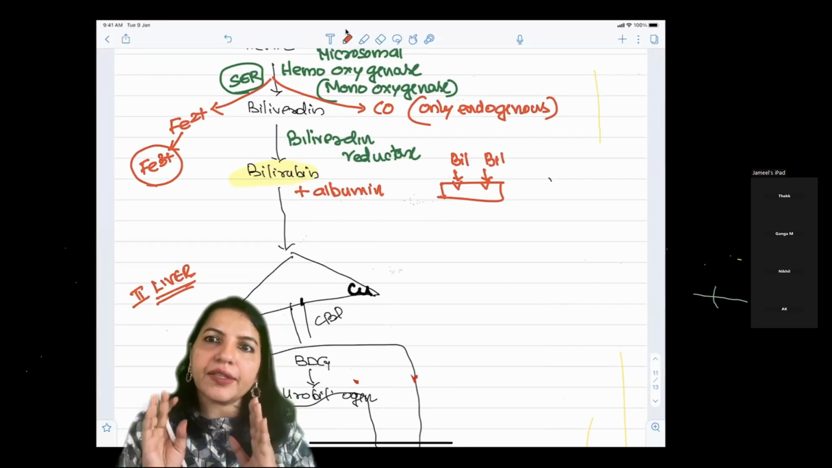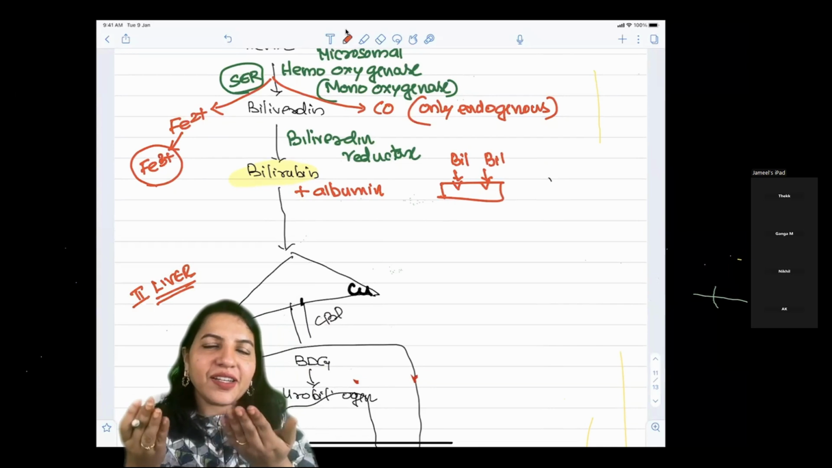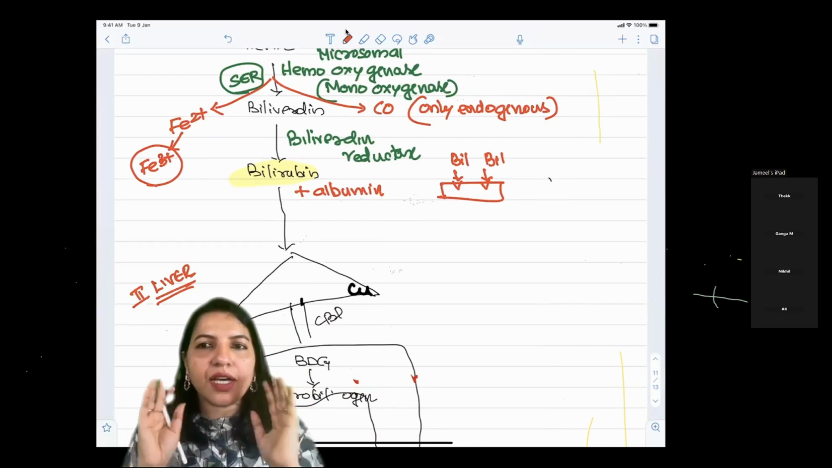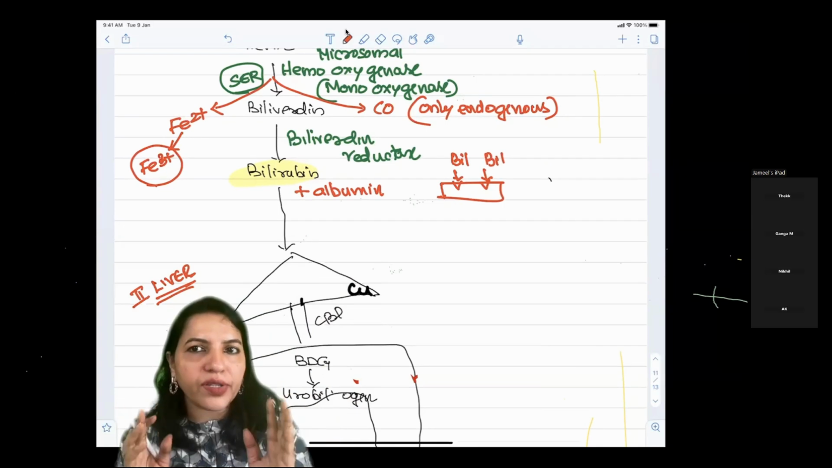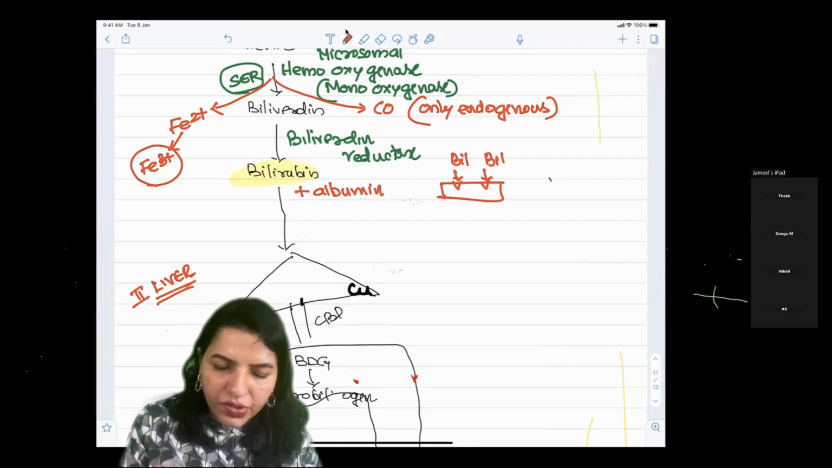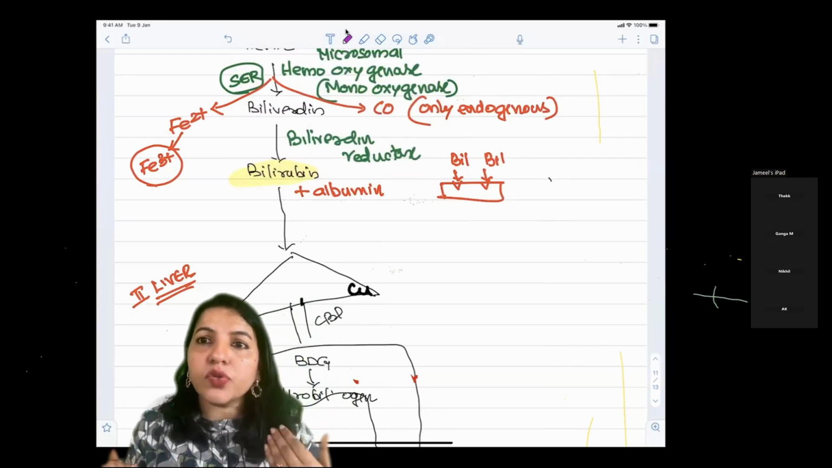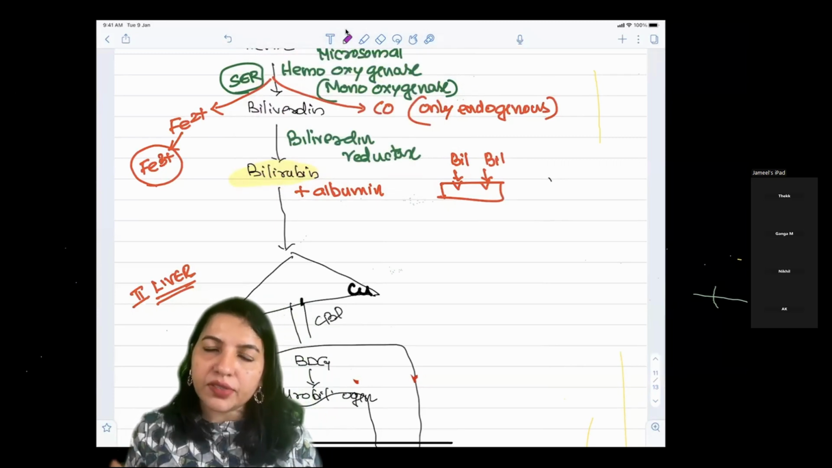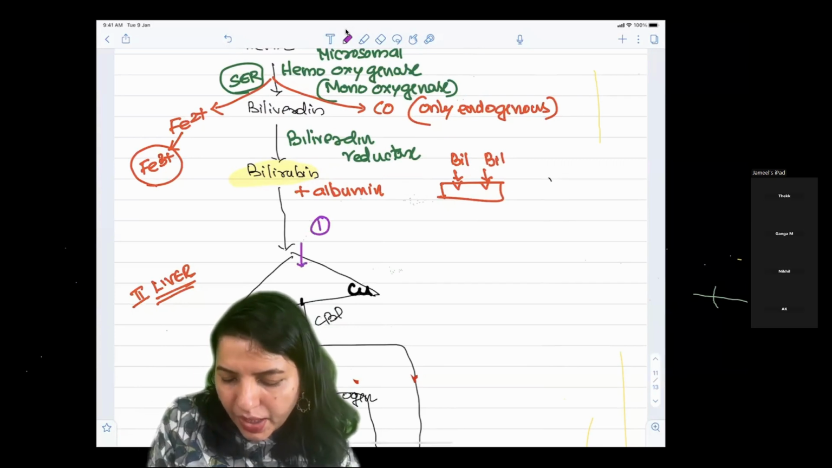Just like any guest who comes to a home, what will we do first? We'll receive them. Indian culture is Athithi Devo Bhava. So we will receive our guest. Just like that, this liver is going to receive this guest that is called bilirubin. So the first step is uptake.